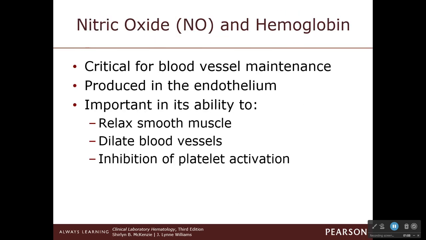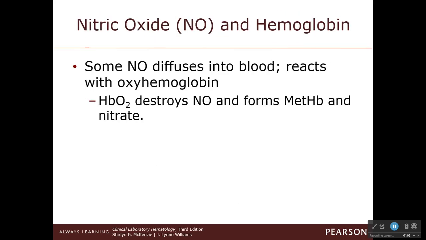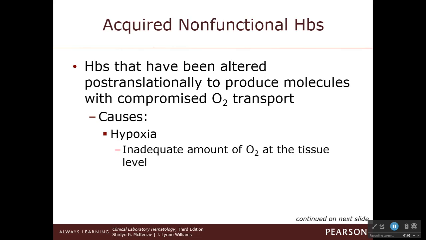All right? We're not going to talk about nitric oxide. You guys can look at it. Nitric oxide is basically a vasodilator, okay? And it plays a role in basically it can help destroy hemoglobin if it's not in the right form, okay? All right, so I want to talk about a couple of acquired non-functional hemoglobins real quick, and then we'll be done. All right? When we have low oxygen, it's known as hypoxia.